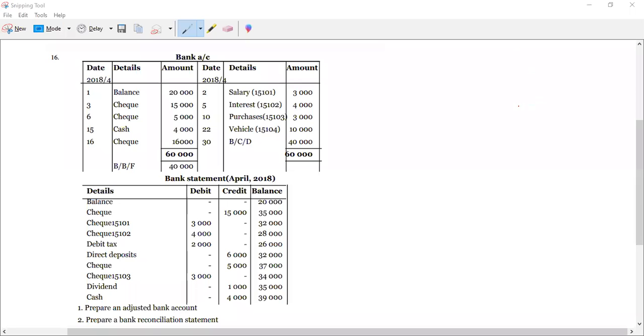Okay, my dear students, this is related to bank reconciliation statement, one of the main areas in our grade 10 syllabus. Many students struggle in this area, but it's a very easy section. A bank account and a bank statement are given to you. You must know some basics about this. If you know some basics, it will be easier for you.